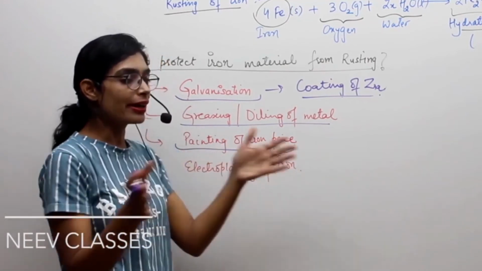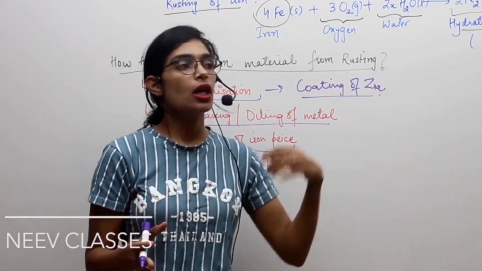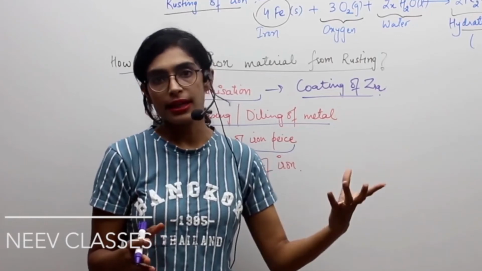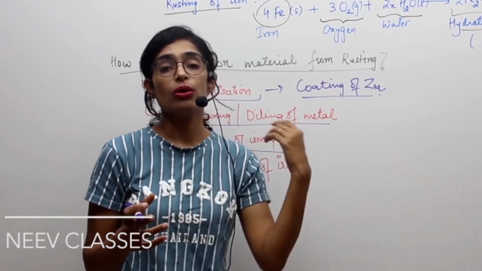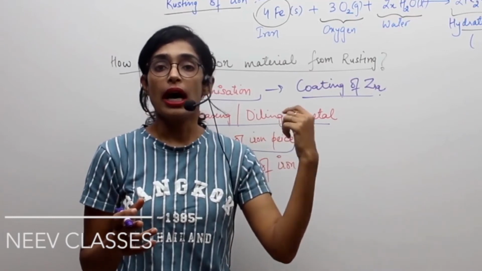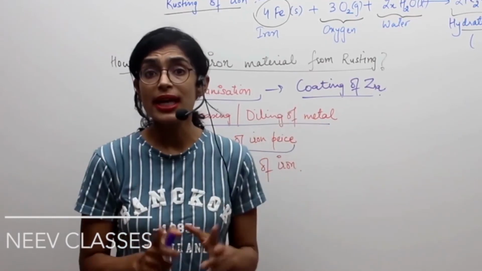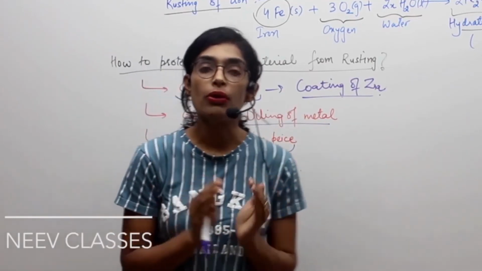So painting also cuts the direct contact of your metal with oxygen or water or acidic gases. Hence the metal piece does not get affected by the moisture around, or oxygen around, or acidic gases around. Understand one thing which is very important whenever we are talking about rusting.